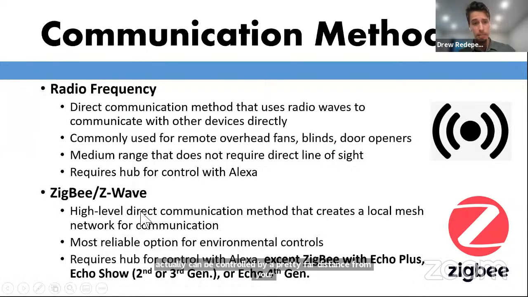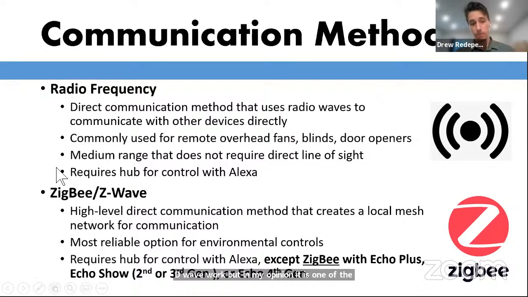Finally, ZigBee and Z-Wave based devices, which we're going to talk a lot more about in the upcoming slides. I think of ZigBee and Z-Wave as radio frequency on steroids. It's a much more robust and reliable version of radio frequency that actually creates its own network. I'm not going to go into the scientific details behind how ZigBee and Z-Wave work, but in my opinion, it's one of the most reliable smart home communication methods out there.